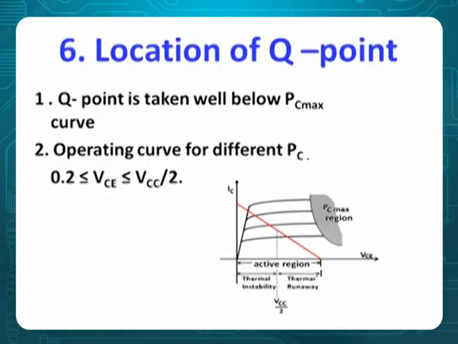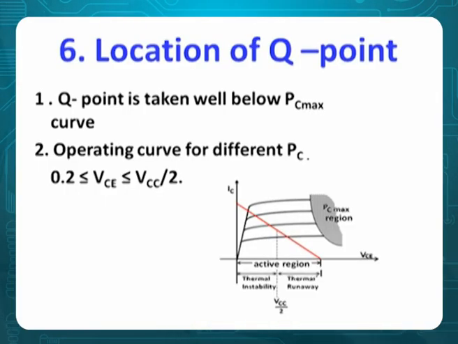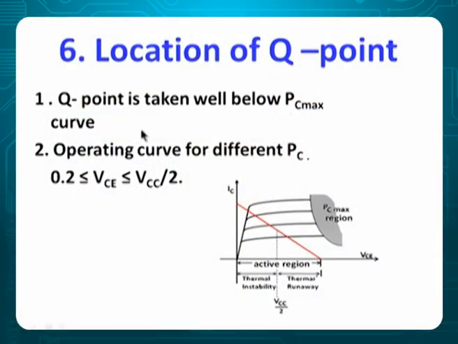Sixth one, location of the Q point. So my fifth discussion was how to calculate; now it is where to locate. Where to locate the Q point? For example, this is the PC max region on the output characteristic I took. The Q point is taken well below the PC max region, because if you go to the PC max region, the transistor is immediately burnt. By the way, what does PC mean? PC means maximum power at the collector. How much power is to be dissipated, how much power is collected, and if that is maximum, the transistor is out. That's why the Q point should be taken well below the PC max curve.